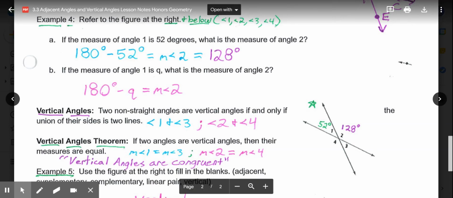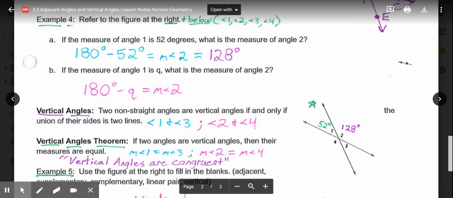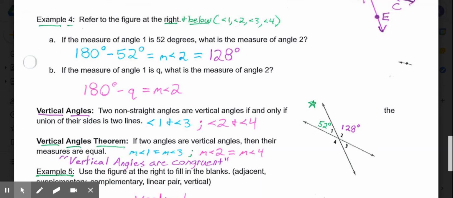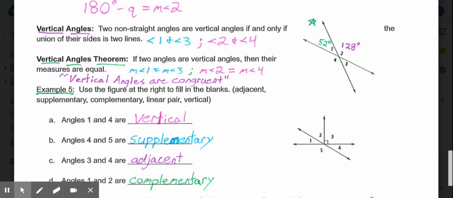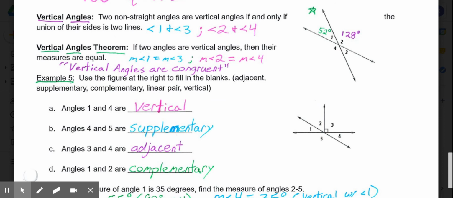If the measure of angle 1 was simply the variable q, how could we figure out the measure of angle 2? It would be 180 minus whatever q is. And then getting into our last concept for this lesson, the idea of vertical angles. Two non-straight angles are vertical angles if and only if the union of their sides is two lines. So if the union of the sides is two lines, we have vertical angles.